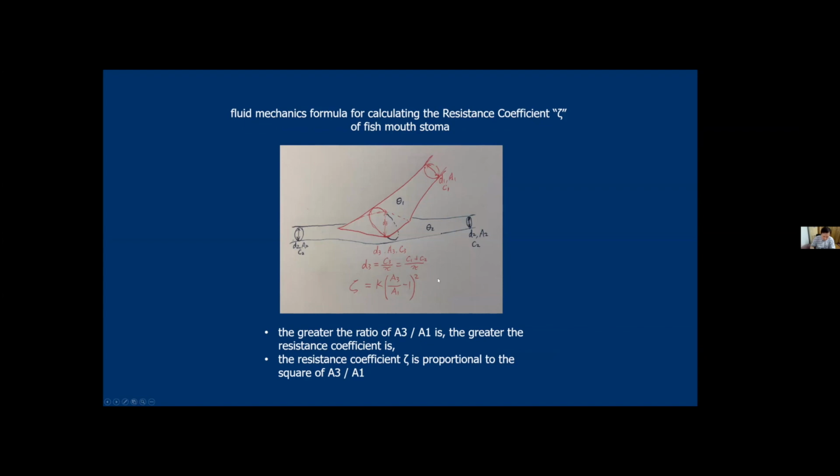The greater the ratio of A3 to A1, where A3 means this section area and A1 the donor artery. So the greater the ratio of A3 compared to A1, the greater the resistant coefficient is. The resistant coefficient zeta is proportional to the square of A3 to A1.